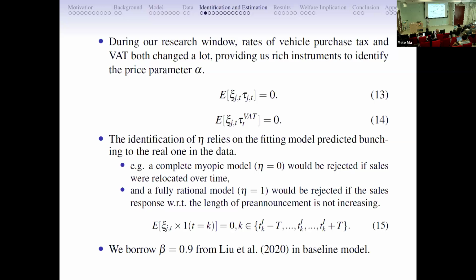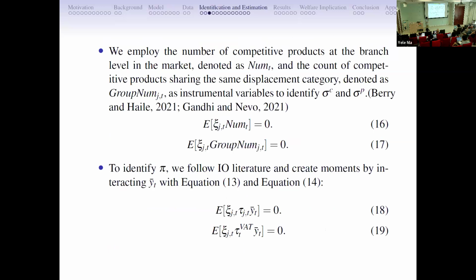With the price parameters identified, we later use the bunching size relative to the pre-announcement duration to identify the behavioral parameter eta. Suppose that consumers are perfectly myopic; then we will observe no bunching or relocation of their purchases over time. Then there will be a flat sales trend in the data. But in contrast, suppose that people are fully rational. What we observe, the bunching size, should be in line with alpha implied in the rational case. In our baseline model, we set the time discounting parameter beta equals 0.9, and we also do some robustness checks and find that our results are robust even if we vary beta from 0.9 to 0.95 or other values. Okay, so other instruments and moment conditions are standard as in the BLP literature. We just skip them.